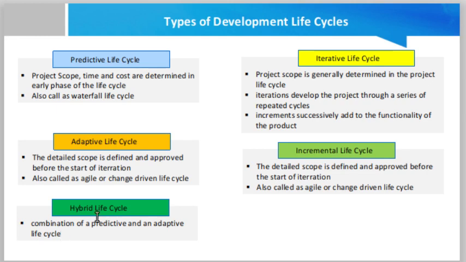Next and the last is the hybrid life cycle. Hybrid life cycle, if you just see from the name, is a combination of the predictive or waterfall and adaptive life cycle. Hybrid approach normally means that it's a combination of two approaches. Generally we refer to hybrid as the combination of waterfall and the agile approach.